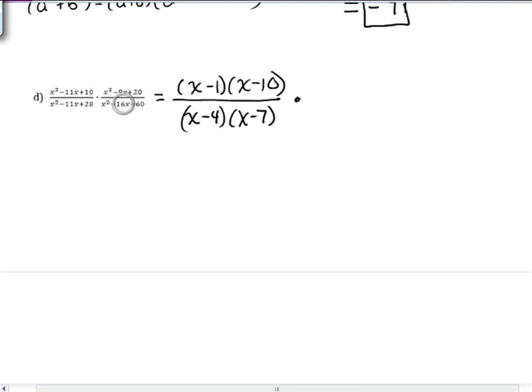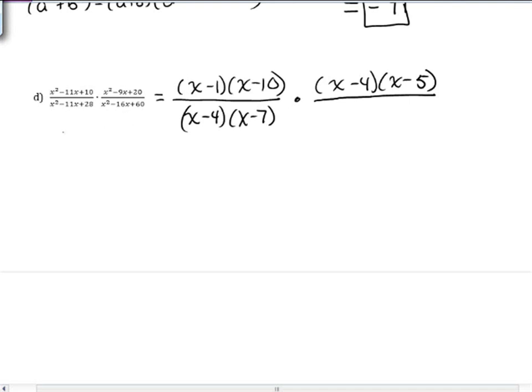times x squared minus 9x plus 20. We need to factor 20 so the sum will give us negative 9. And that will factor as x minus 4 times x minus 5. And our second denominator, x squared minus 16x plus 60, we need to factor 60, so the sum will give us negative 16.